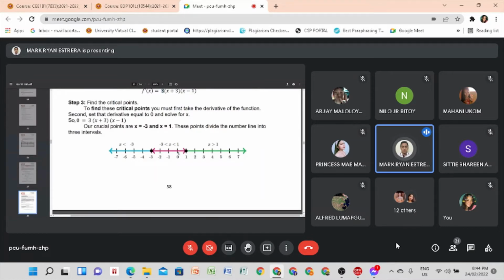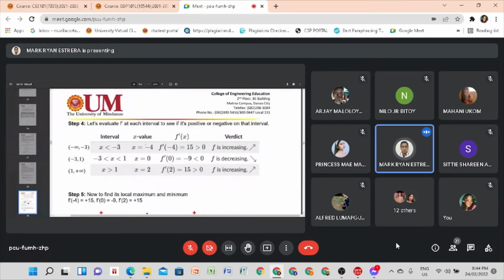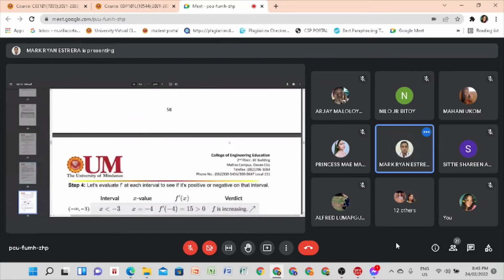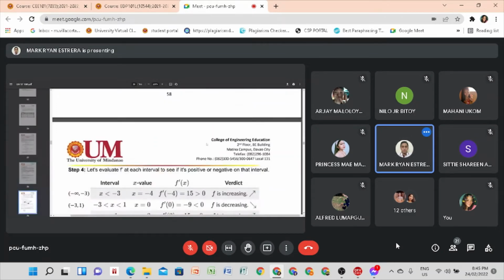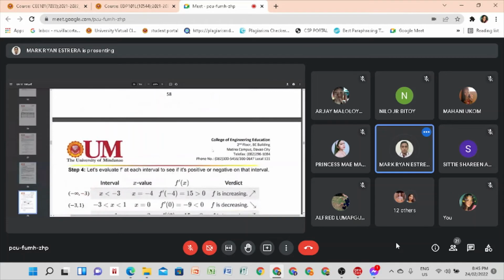Now, for step 4, evaluate f prime at each interval to see if it's positive or negative on that interval. Didn't you already graph this? This one here, you already graphed it. So for step 4, you will do the analysis so that you can know if the function is increasing, decreasing, or neither.